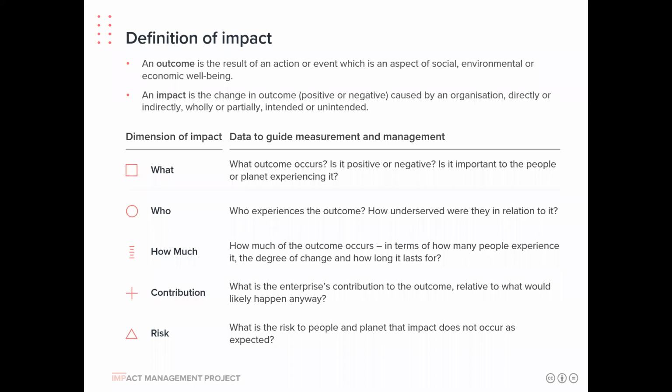And then finally, risk is akin to financial risk, but this is looking at the risk of impact, the likelihood that that impact does not occur as expected. So those dimensions come up time and time again as being the ideal complete set of information you would want about a particular impact to understand it fully, and indeed to compare it appropriately, so that you're comparing apples to apples rather than just, for example, comparing two impacts based on the outcome, where those outcomes could be occurring for populations that had very different baselines.